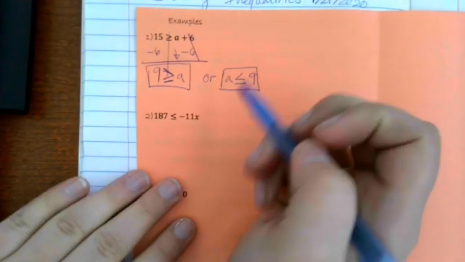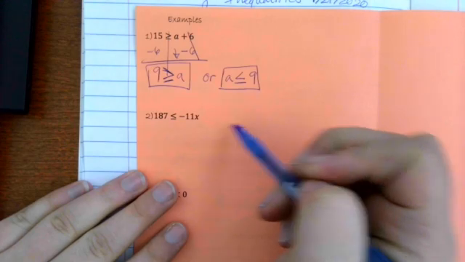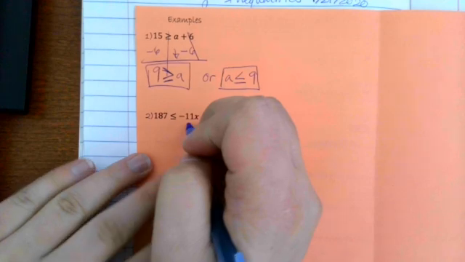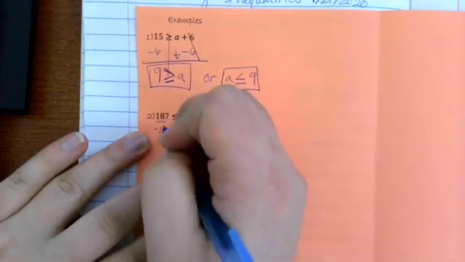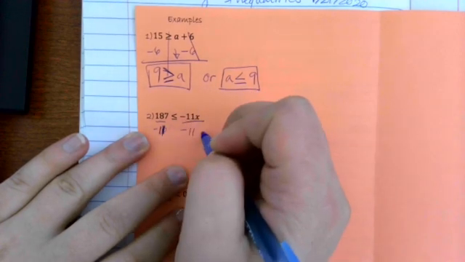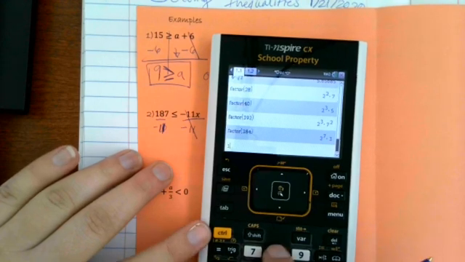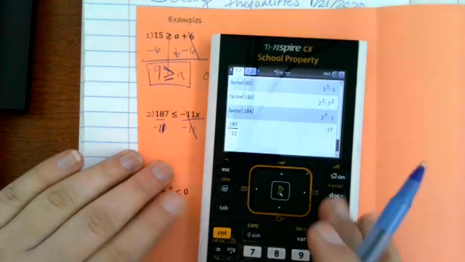So for number 2, we have no distributing we need to do. We don't need to combine any like terms. I got the variables on one side. I'm just going to divide by that negative 11. When we divide, sorry, that's 11. When we divide by a negative, we need to remember to flip the inequality. So I don't know what this is off the top of my head, but I'm going to do 187 divided by, don't forget your negative, negative 11. I'm getting negative 17.